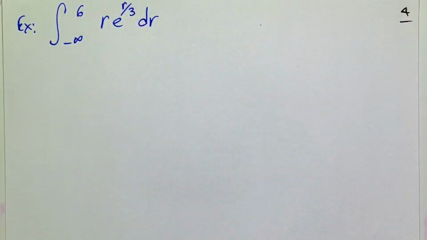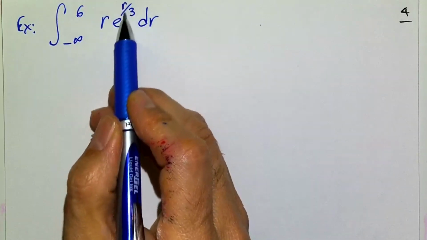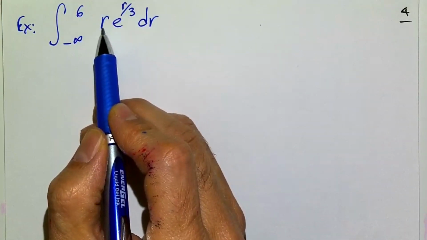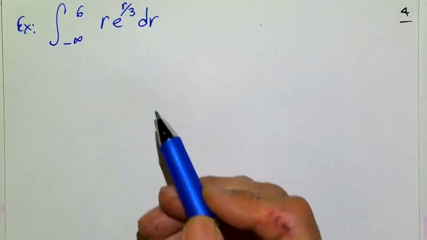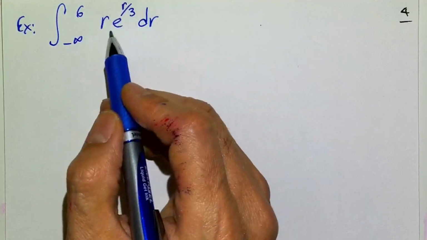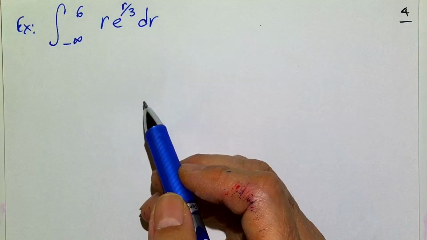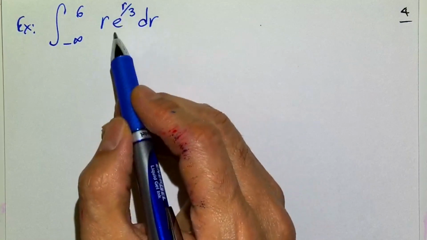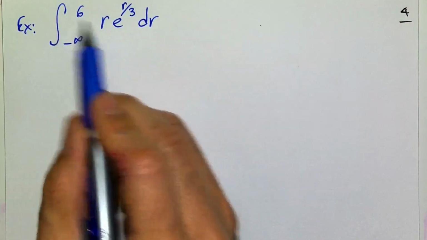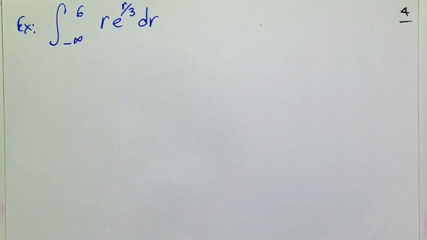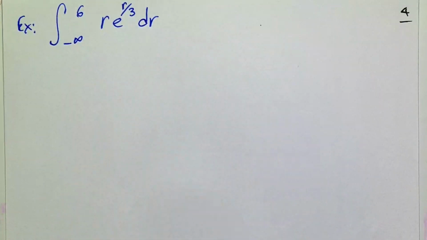Okay, so you might remember that when we had something like this, an exponential function times the variable, we used integration by parts, right? It's very effective for integrating integrals like that. So let's do that. Because it's an improper integral, we'll have to take the limit of each piece of the integration by parts.